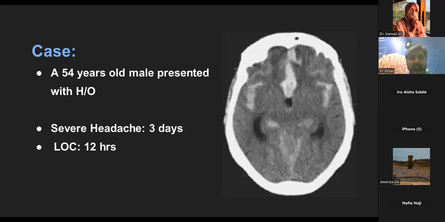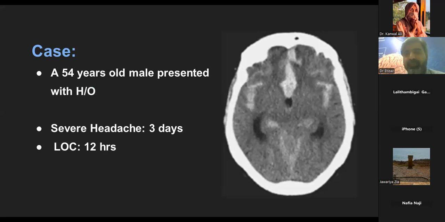So this is the case of a 54-year-old male presented with a history of severe headache since the last 3 days and loss of consciousness since the last 12 hours. So this is the CT scan of this patient. Can anyone interpret it, just briefly, what is going on?